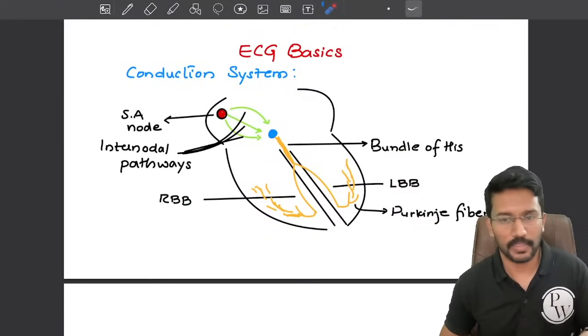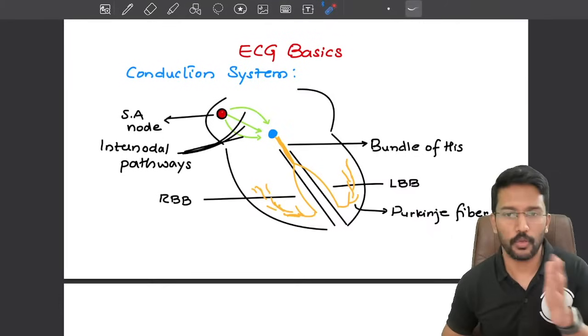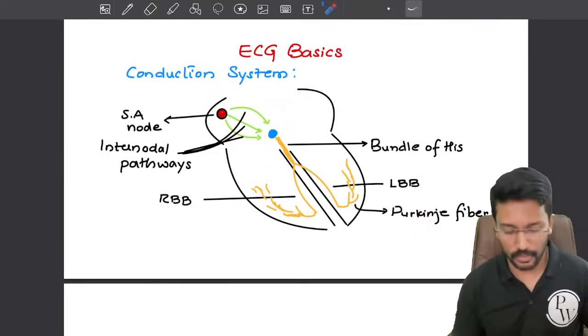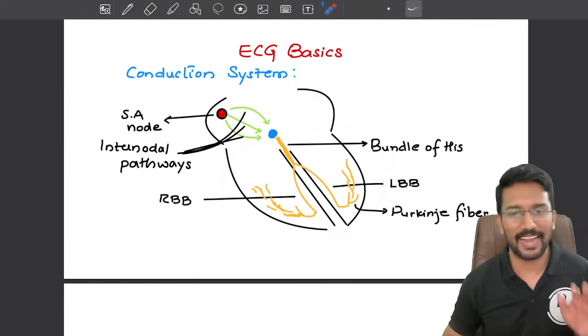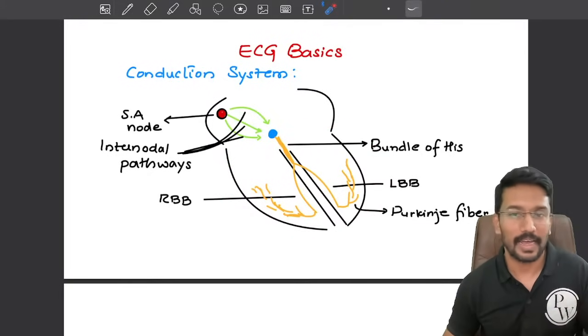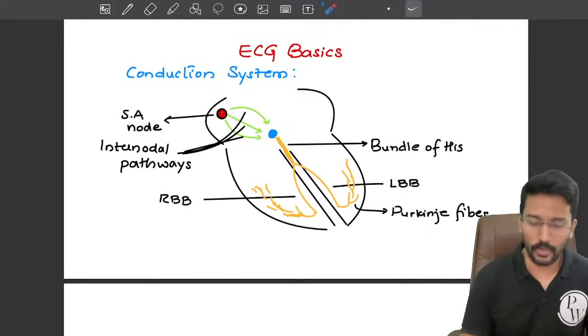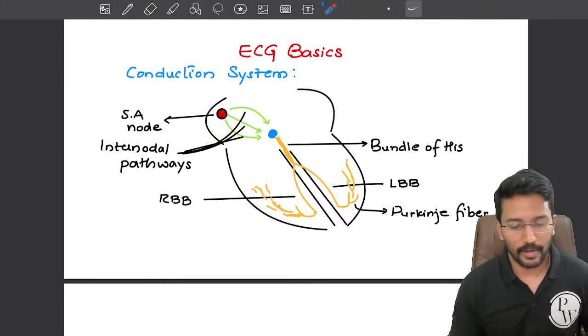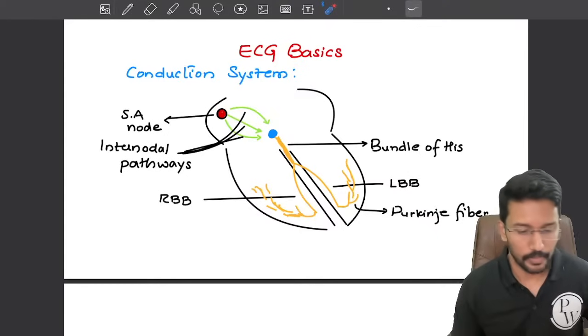Now in the ECG, the basic thing is all known to us. We have P, Q, R, S, T waves. P wave is due to atrial depolarization, QRS is due to ventricular depolarization, and T wave is due to ventricular repolarization, right? So if I have to look at any atrial abnormality, I should be looking at the U wave.